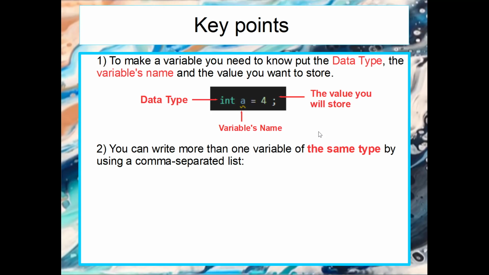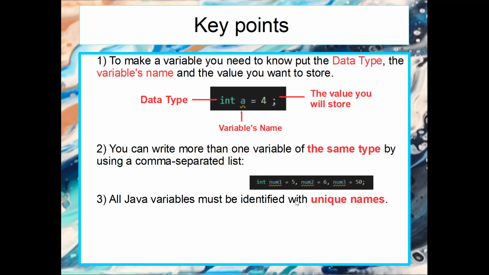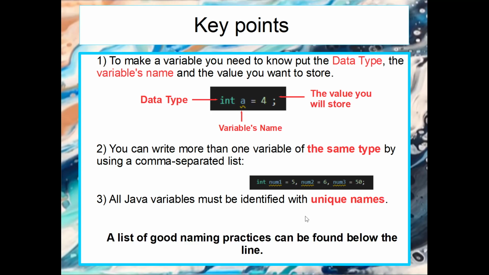Additionally, you can also write more than one variable on the same line if it's the same type. So for example, you've got three variables here, number 1, number 2, number 3, and using one data type to declare them all. All variables must be identified with unique names. In addition, you can't use any Java keywords when you're naming a variable. So there are a lot of good naming practices around, and I've included them below the line for further reading.